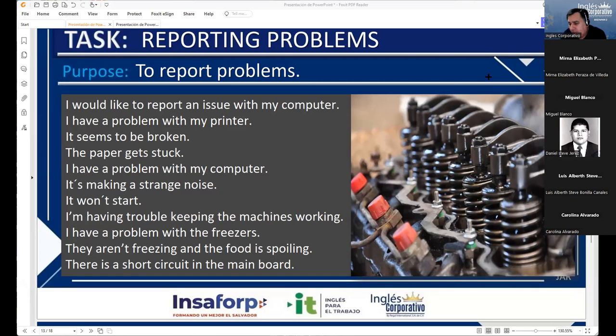En la, we say principal, the board is tablero, en el tablero principal. So there's a short circuit in el tablero principal in the main board, right? So, okie dokie.